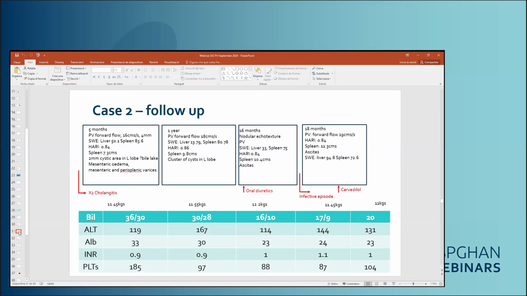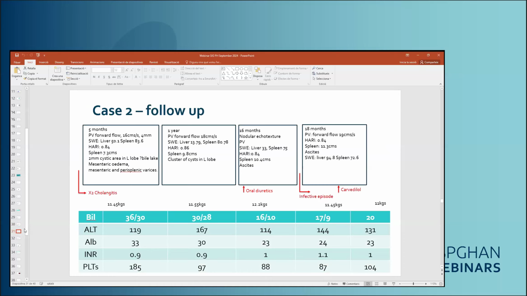Next slide. So this child was slightly different in that by the time that he hit 5 months of age, he'd had 2 episodes of clinically confirmed cholangitis. And his first ultrasound scan showed very elevated liver elastography, so 50, which may have been secondary to the cholangitis he just had.